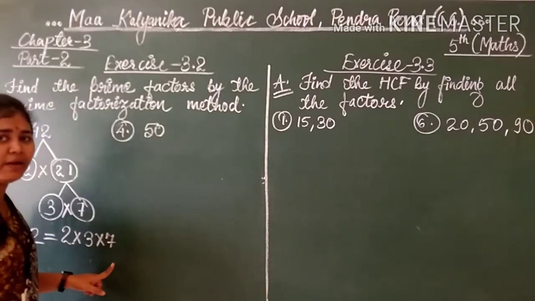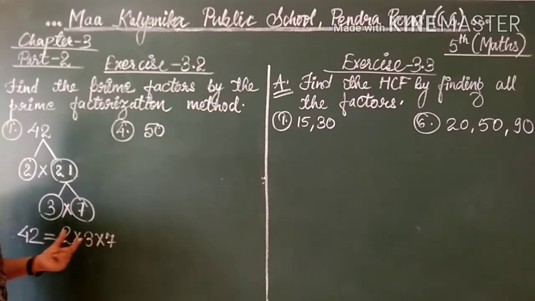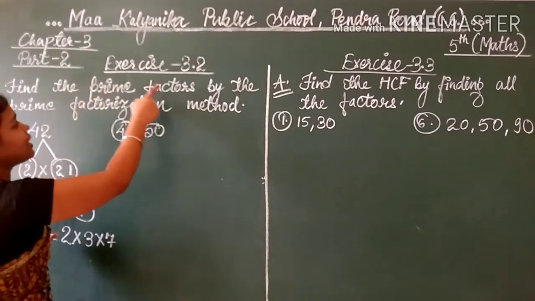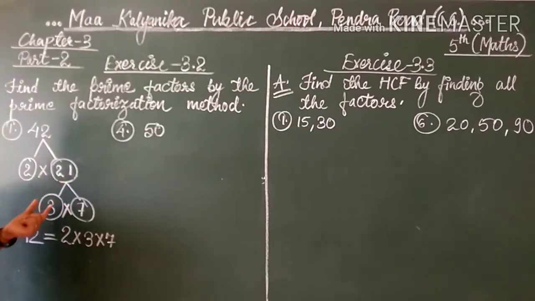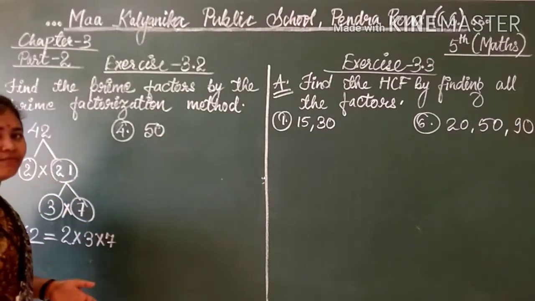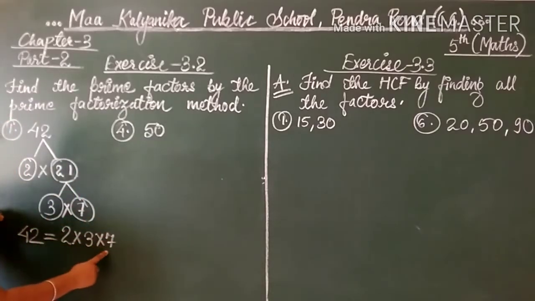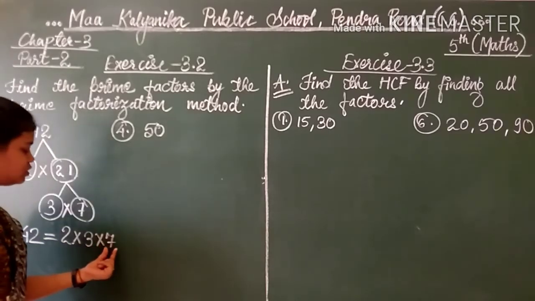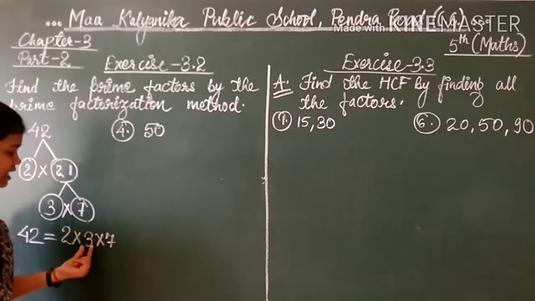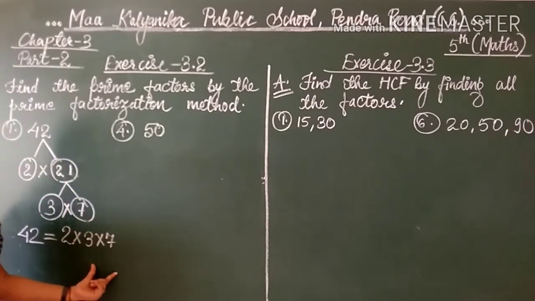So students, you might be having the question, ma'am, why are we not writing this 21? Because the question is to find the prime factors, and 21 is not a prime factor because 21 can be divided by 3, 7, 1 and 21 and many more numbers. Okay, so the prime factors of 42 are 2 into 3 into 7, means 2 3s are 6 and 6 7s are 42. So we got 42 as the answer.